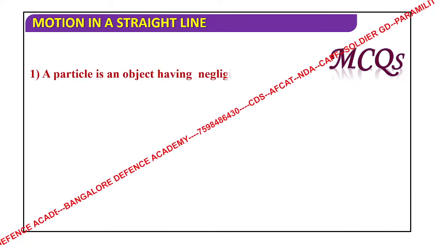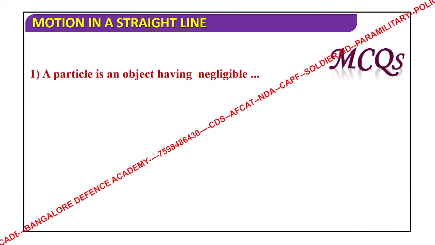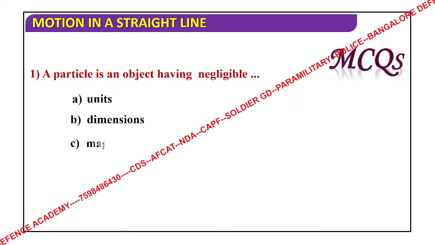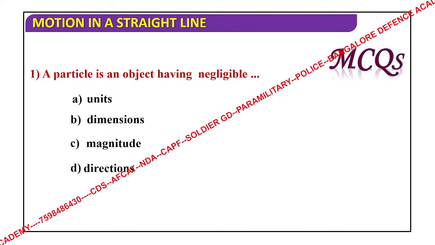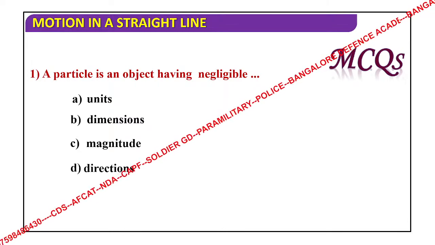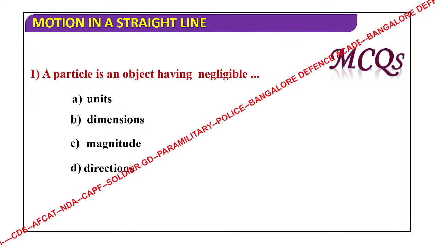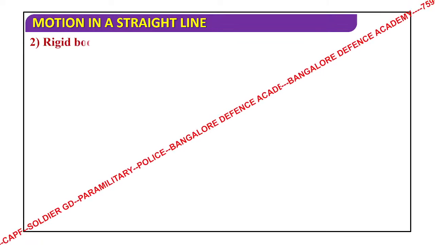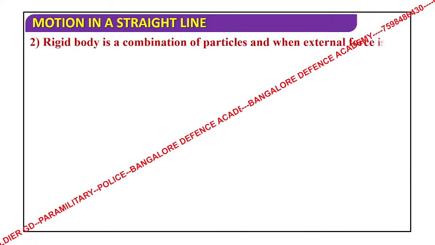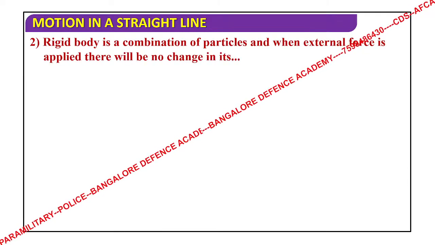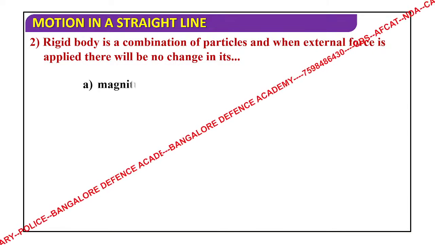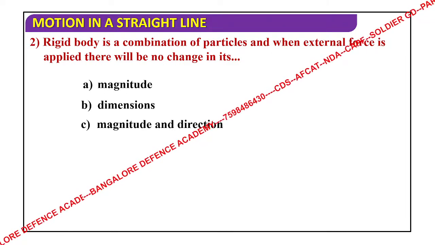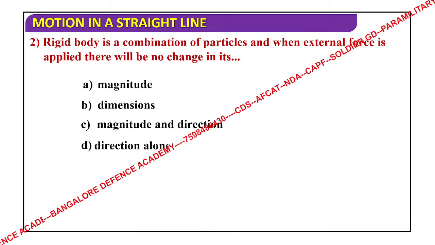Next, let us have a small question and answer. A particle is an object having negligible... Try to answer it. Answer is dimensions. Next, a rigid body is a combination of particles, and when external forces are applied, there will be no change in its: magnitude, dimensions, magnitude and direction alone.